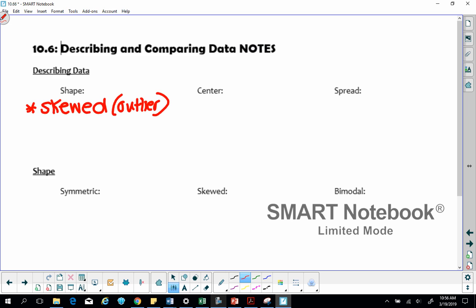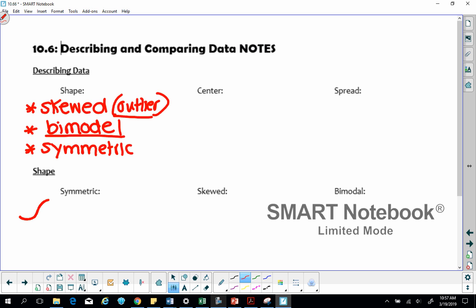All right. So skewed, remember left and right, that means there's an outlier. We also have bimodal. Remember, bi means what? How many? Two. So when there are two bumps, that's bimodal, and then symmetrical. When it's symmetrical, it looks kind of like this, right? What type of distribution is that called? Normal. Yes. So when it's symmetric, it's a normal distribution. We already went through this. When it's skewed, that means there are outliers.